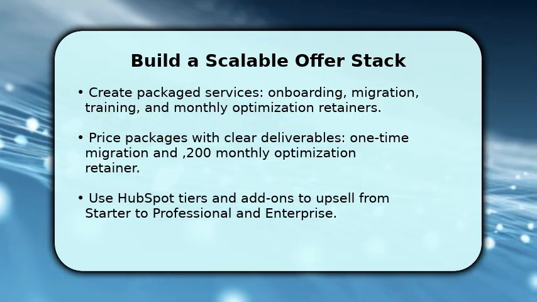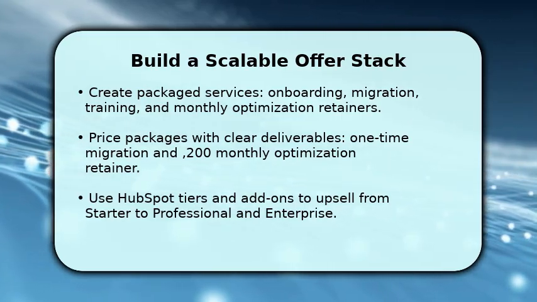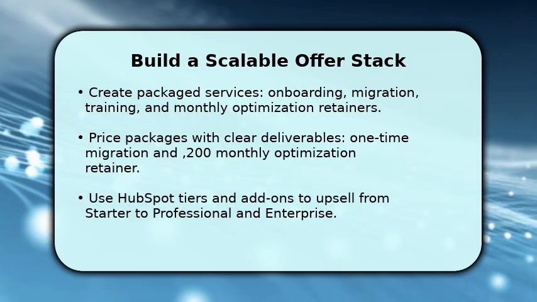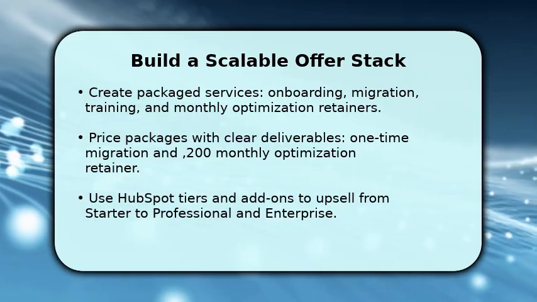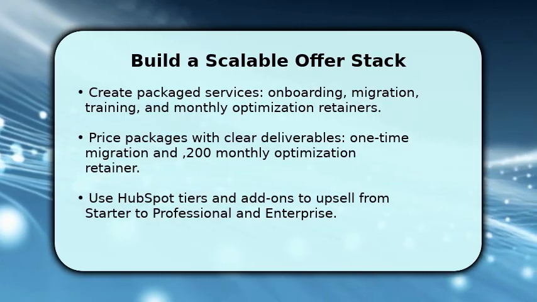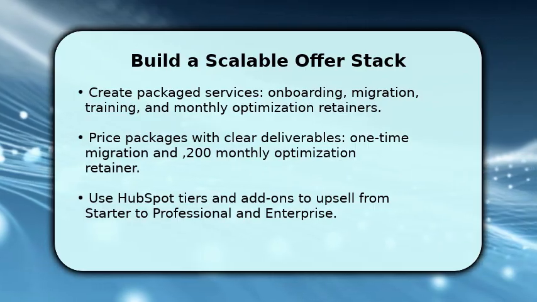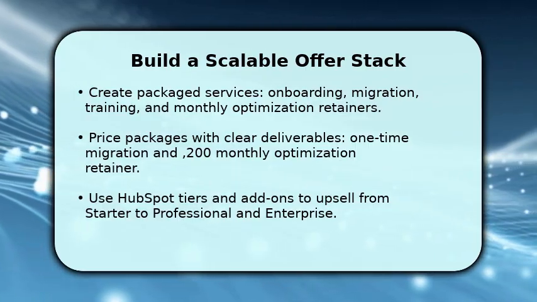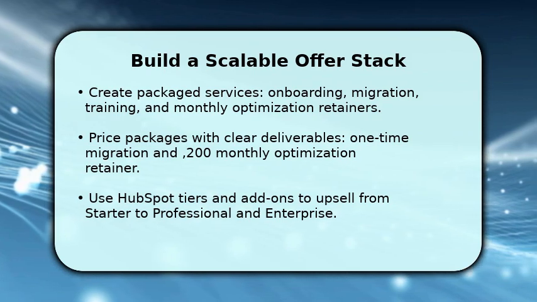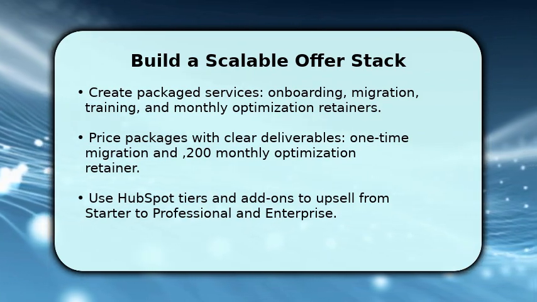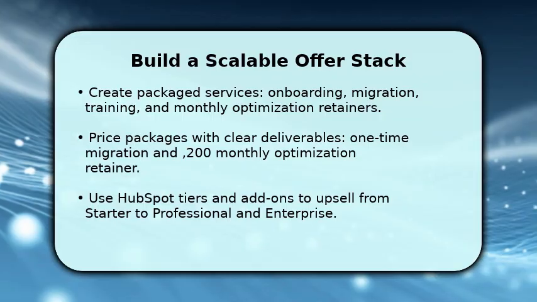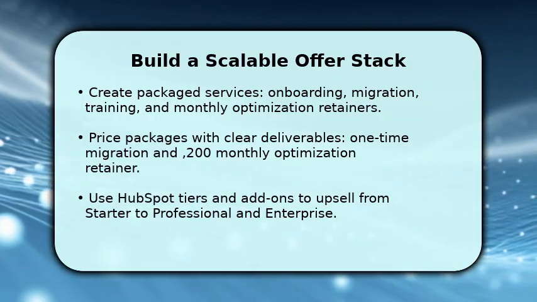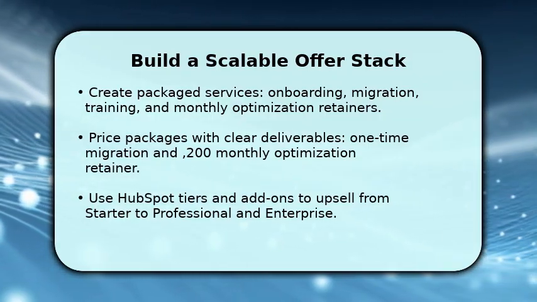Price transparently: one-time migration fees and retainers starting at $200 per month for ongoing services. Align packages with HubSpot tiers so clients upgrade from starter to professional to enterprise as needs grow. Document scope, deliverables, and KPIs for each tier. Build repeatable processes and templates to reduce delivery time and increase margins across multiple clients.